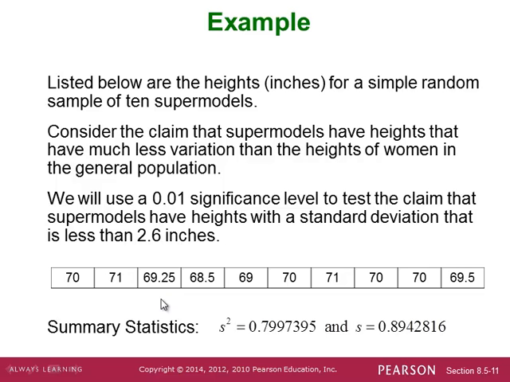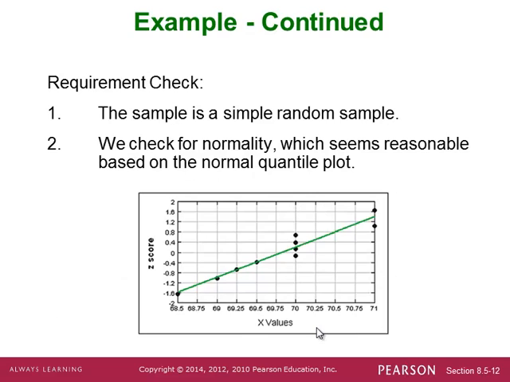Now, we've got this set of 10 heights right here. This is our data set, our sample. Calculate the mean and standard deviation. Well, we don't care about the mean, but the standard deviation is 0.8942816. You square it, you get the variance of 0.7997395. I'm assuming that you know how to calculate variance and standard deviation.